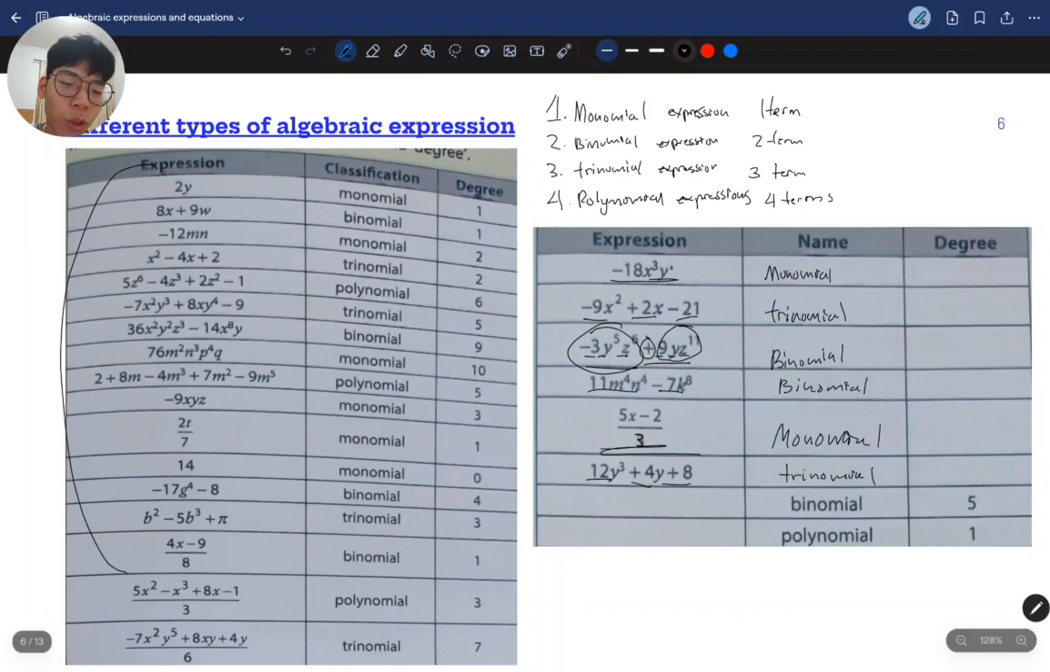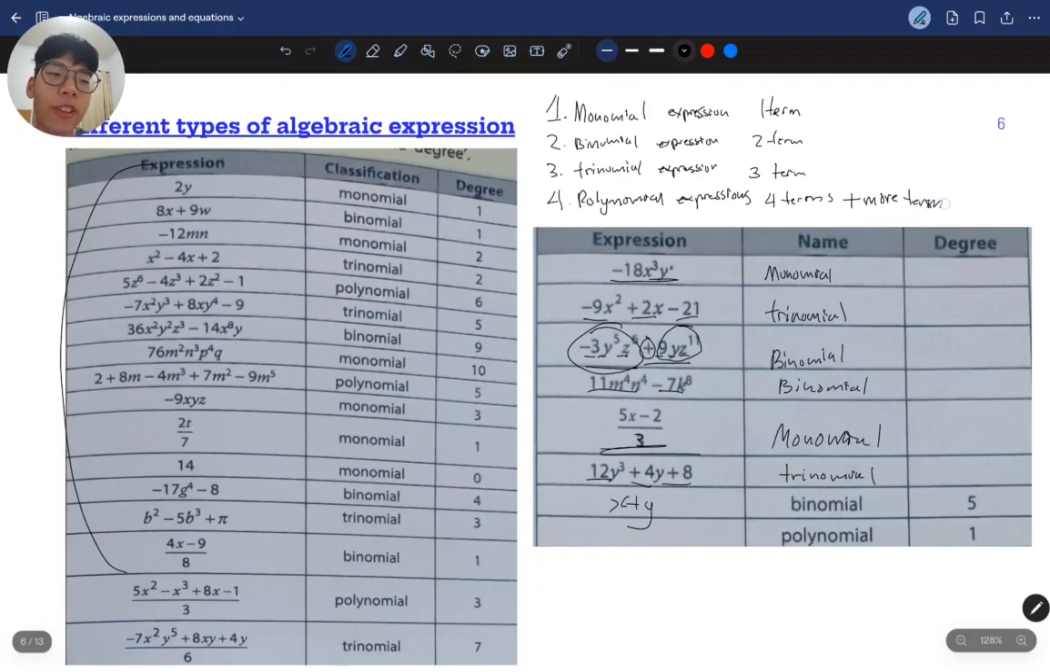Now they are asking us to create a binomial expression. Let's try it. x plus y. Simple as that. Now let's create a polynomial. Actually, the true meaning of poly means many, right? As we have learned from the slide before. So a polynomial expression is actually 4 terms or more.